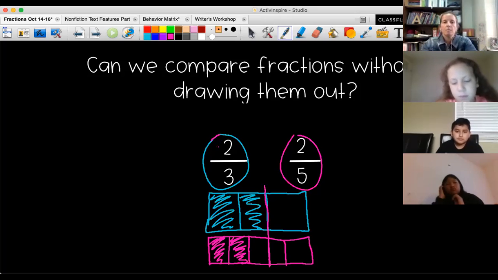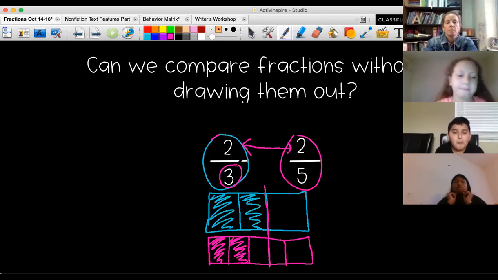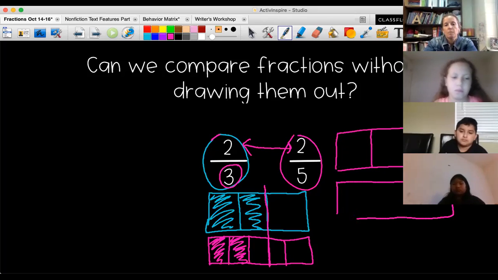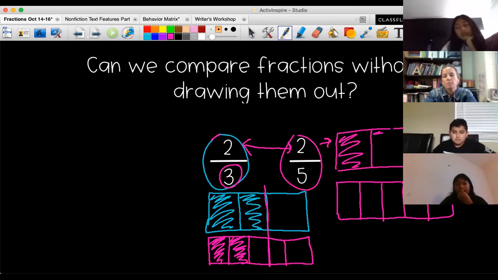So if the numerators are the same, which they are here, both of them are 2, we can look at our denominators and say, okay, 3 is less than 5, so I'm going to be splitting my rectangle up into less pieces, so they will be bigger. If you look, I'm just drawing it out again to show an example. We know that the pieces are going to be bigger in 2/3, and even though we're shading the same amount, it's going to be more. So whichever denominator is smaller, that's going to be your larger fraction.